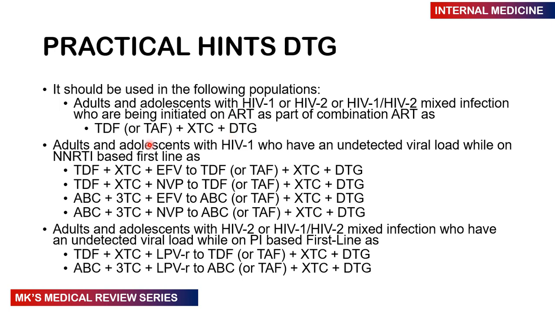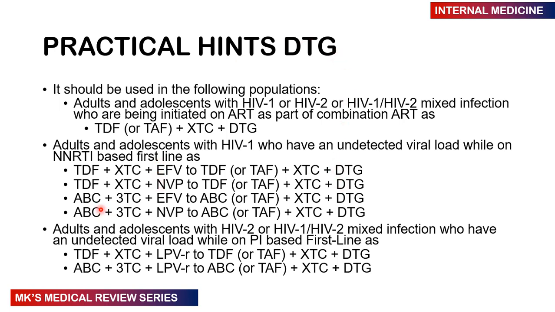And of course, if it's an adult or adolescent with HIV-1 who has an undetectable viral load and they were previously on a non-nucleoside reverse transcriptase inhibitor as first line, for example, patients that were on TDF, XTC, and efavirenz before, sometimes we refer to this as a TLE regimen. So these are patients, for example, that were on Atripla, if I'm not mistaken, which should have been tenofovir, lamivudine, and efavirenz. We can actually switch them to dolutegravir. So we just replace the efavirenz with dolutegravir.